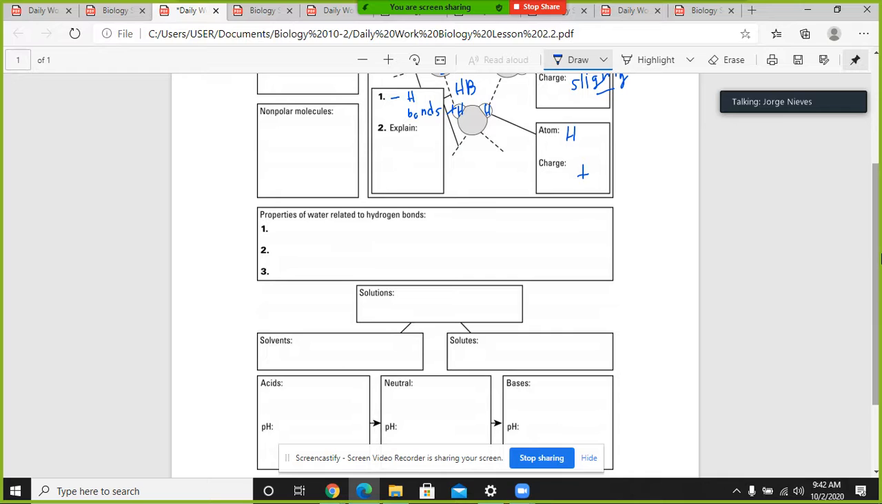The second property that we talked about in class was cohesion. That's where water molecules stick to each other. The third property that we talked about in class was adhesion. That is where water molecules stick to other substances. So when we have cohesion, water molecules stick to each other. When we see adhesion, it is when a water molecule is interacting with other substances, or sticks to other substances.